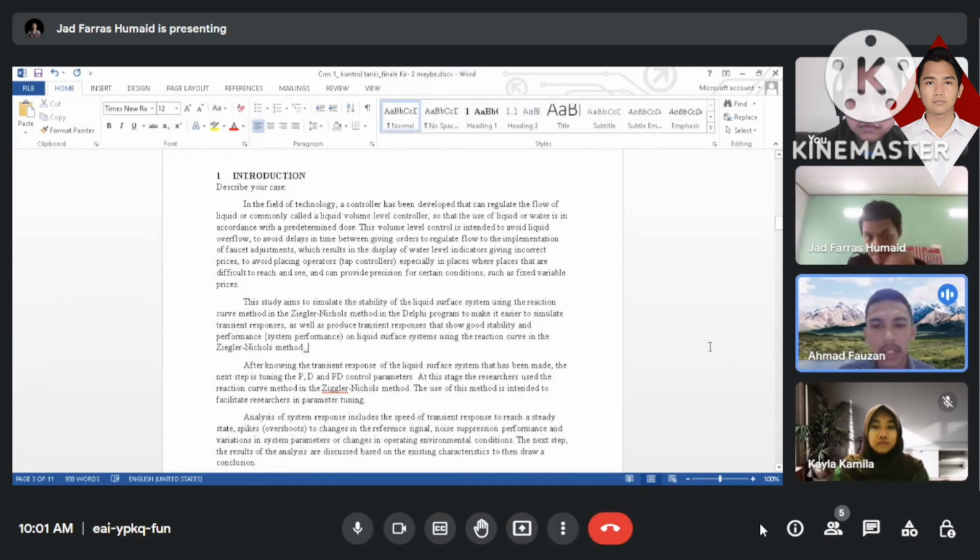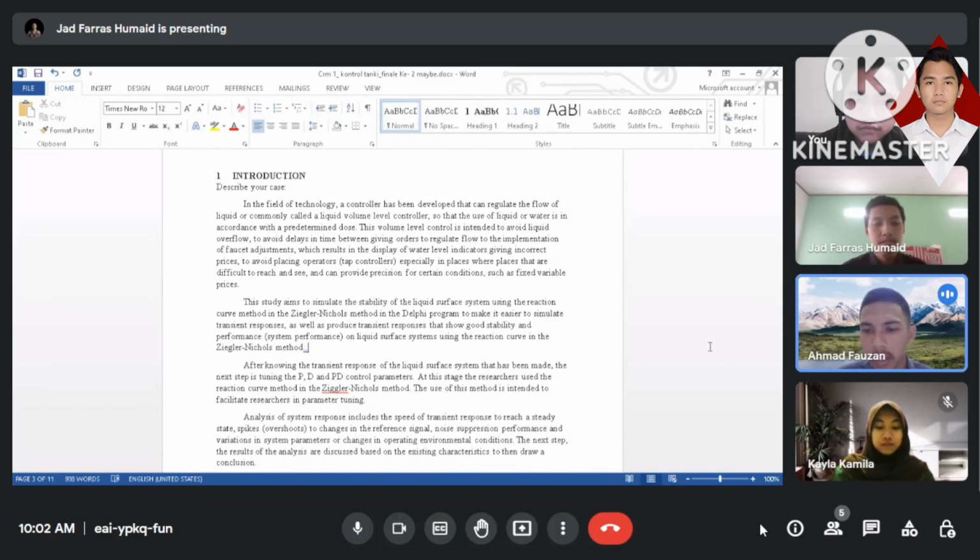Topic one is introduction. In the field of technology, a controller has been developed that can regulate the flow of liquid, commonly called a liquid volume level controller, so that the use of the liquid or water is in accordance with a predetermined dose. This volume level control is intended to avoid liquid overflow.